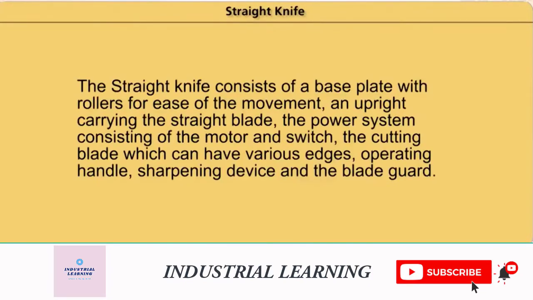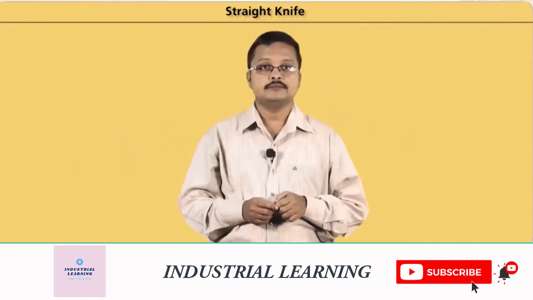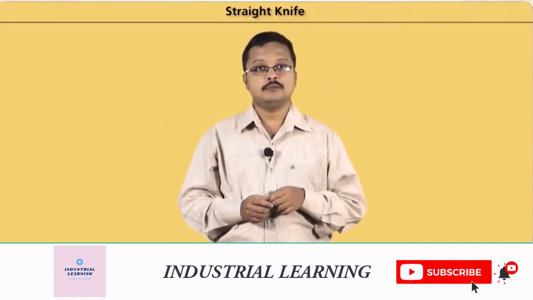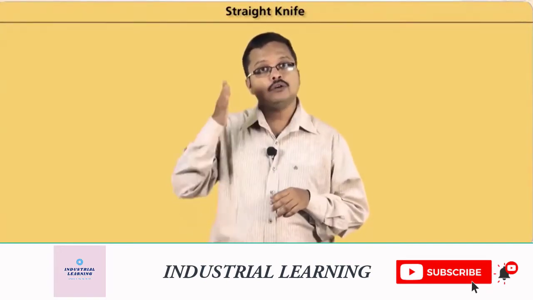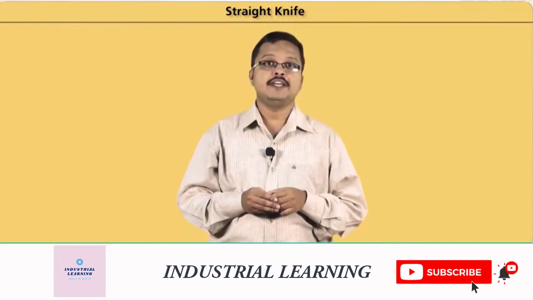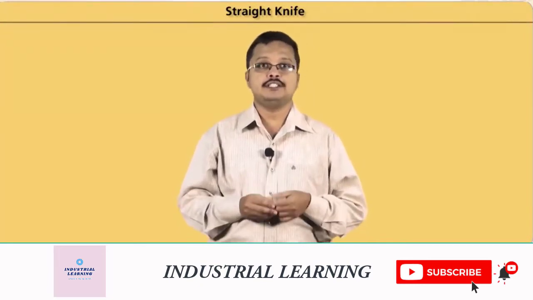The straight knife. The straight knife consists of a base plate with rollers for ease of movement, an upright carrying the straight blade, the power system consisting of the motor and the switch, the cutting blade which can have various edges, an operating handle, sharpening device and the blade guard. These machines are also available with a blade cooling system. The vertical knives have an up and down cutting action. Blades vary in length from 6 to 14 inches.